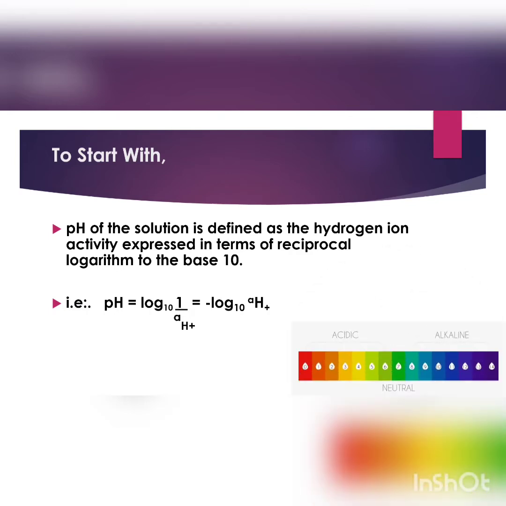To start with, pH of the solution is defined as the hydrogen ion activity expressed in terms of reciprocal logarithm to the base 10. This statement can be written in the form of an equation, that is, pH is equal to log10 of 1 divided by the activity of H+ ion. Now, log10 of 1 divided by the activity of H+ ion can also be written as minus log10 of the activity of H+ ion.